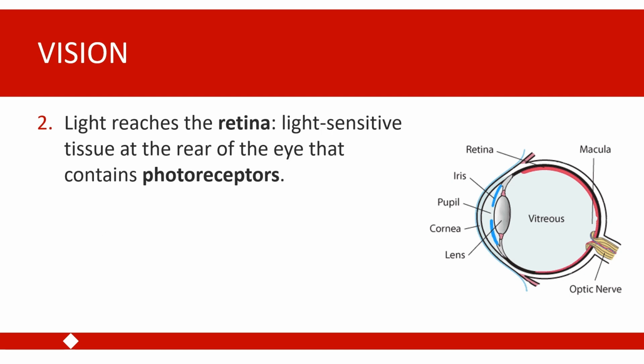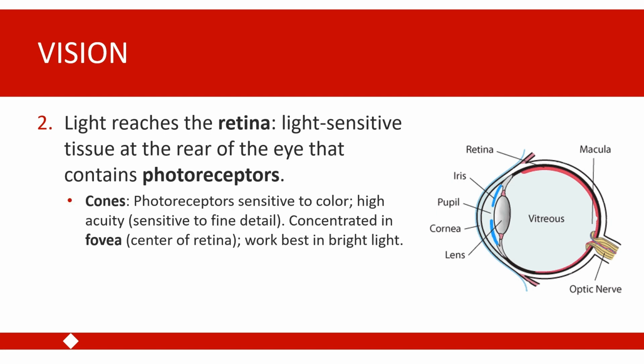So once light waves have traveled through the eye, it reaches the retina. The retina of the eye is light-sensitive tissue at the rear of the eye that contains the sensory receptors for our sense of vision. These are called photoreceptors. We have two primary types of photoreceptors on the retina. One type of photoreceptors are called cones. These are photoreceptors that are sensitive to color.